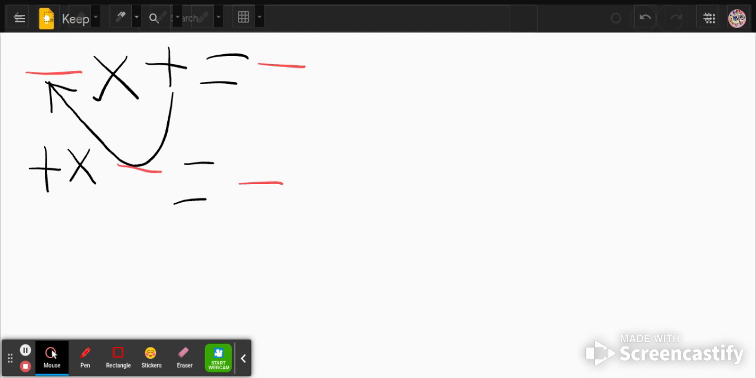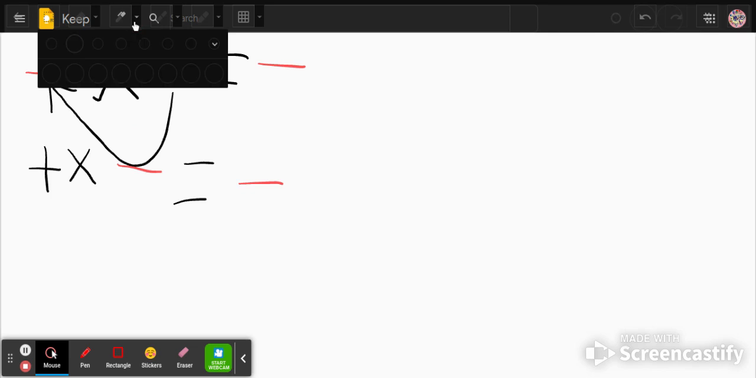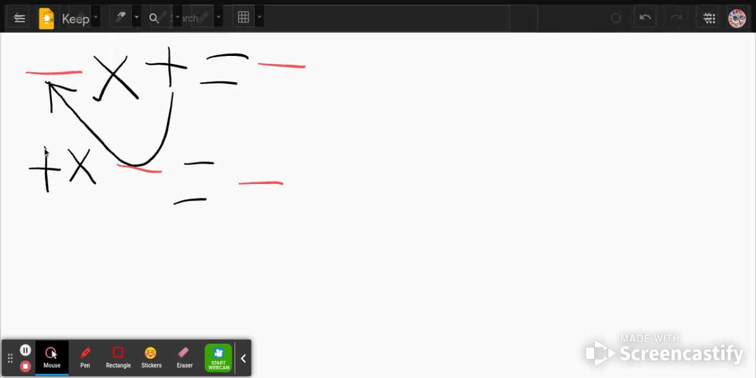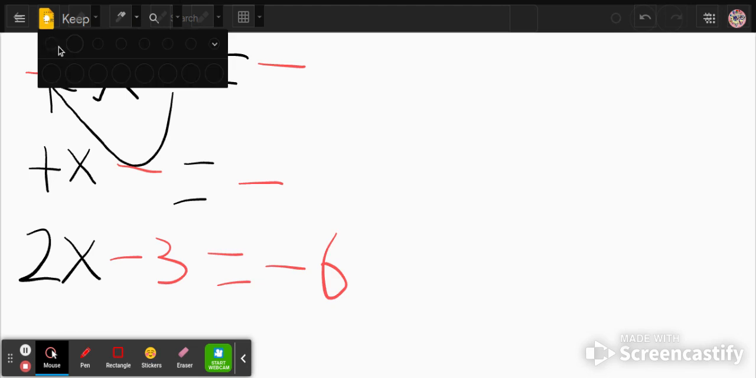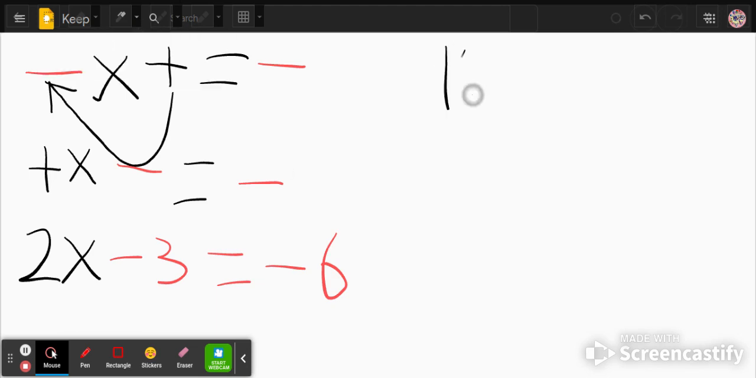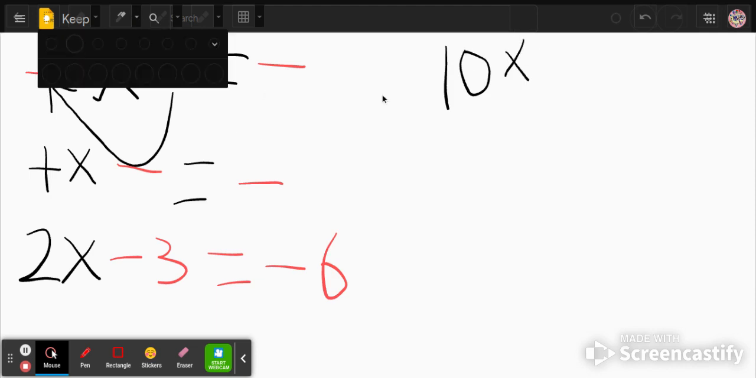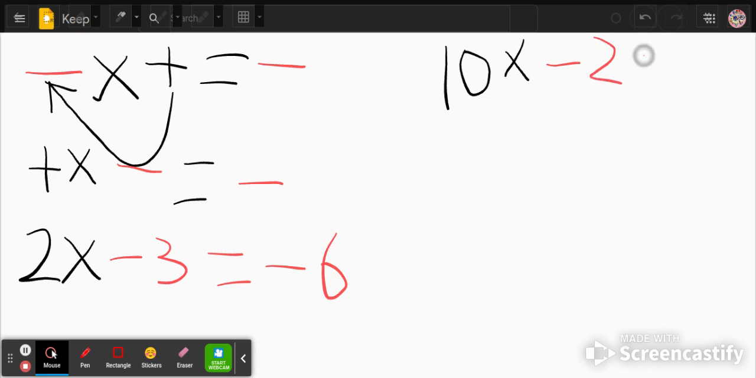So let's do an example. Let's say, for example, we had positive 2 multiplied by negative 3. The answer would still be negative 6. And let's say we have positive 10 being multiplied by negative 2, the answer would still be negative 20.